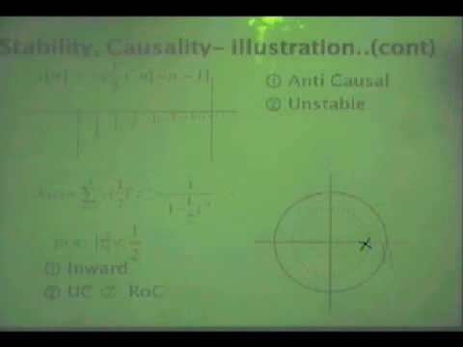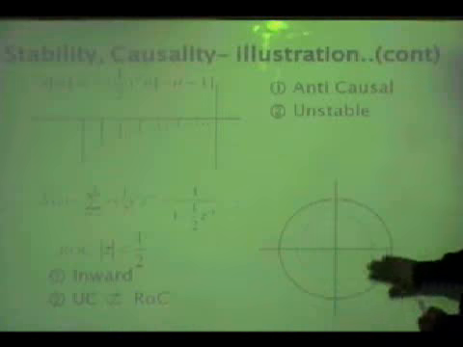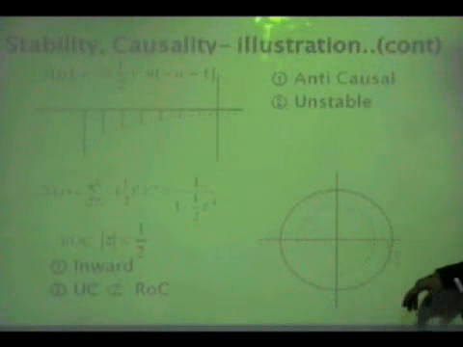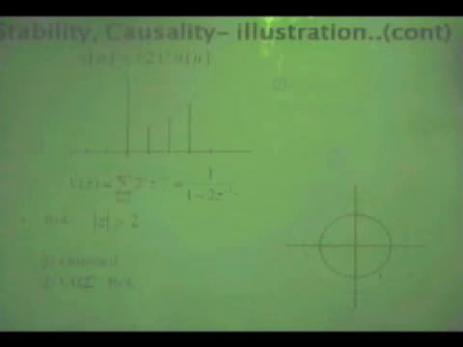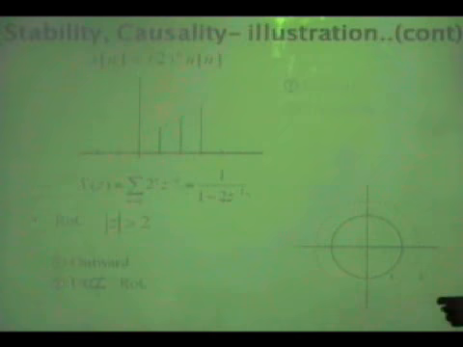Similarly, this is an anti-causal system and an unstable system. How do you figure this out? Because you know the pole is outside the unit circle, the region of convergence does not contain the unit circle, so it is an anti-causal and unstable system. And this is also a causal and unstable system: 2 to the power n u of n has a pole at 2, so this is not a stable system. It is an unstable and causal system.